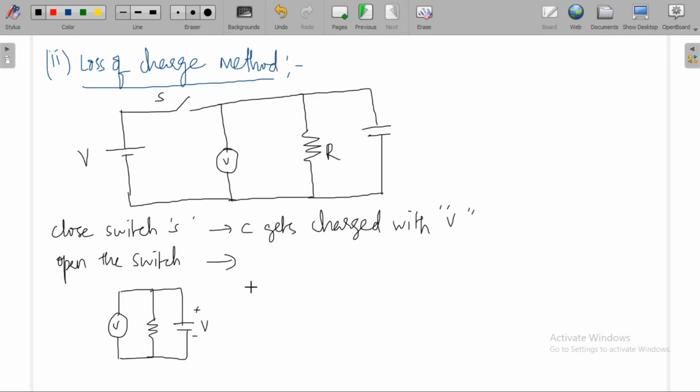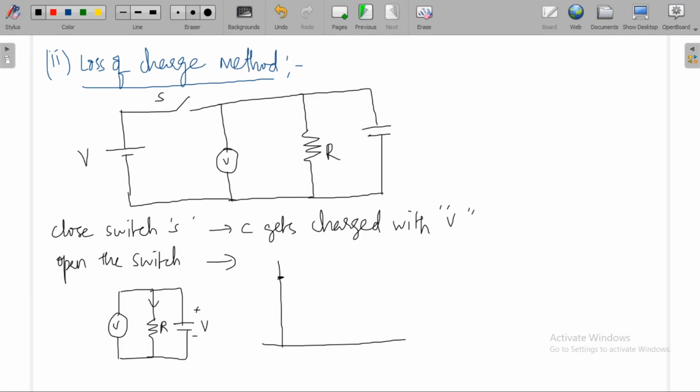Now, after opening the switch, this capacitor gets discharged through resistance R. So by opening the switch, the capacitor is allowed to discharge through the resistance R. The capacitor discharges through this path. Now we come to the variation of voltage with respect to time.